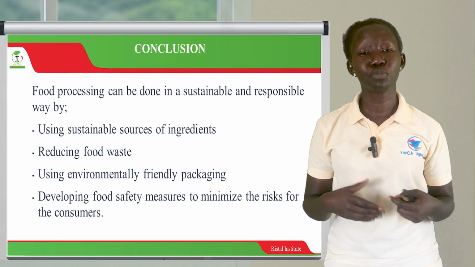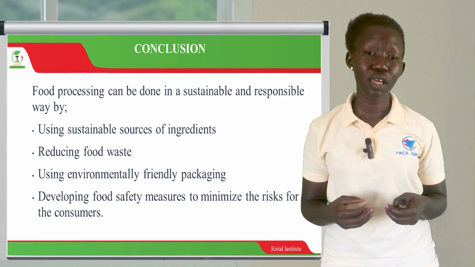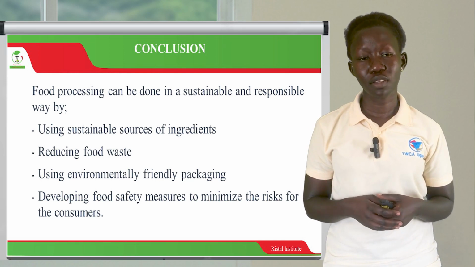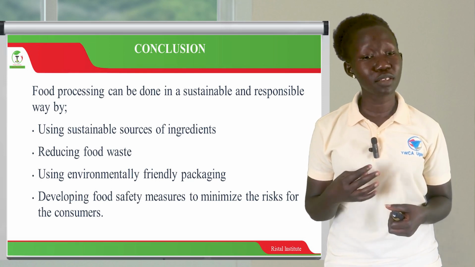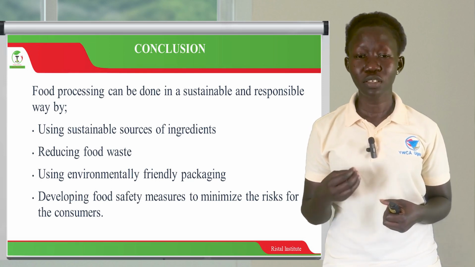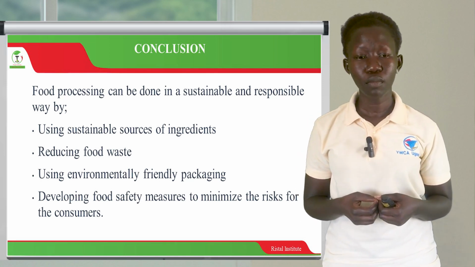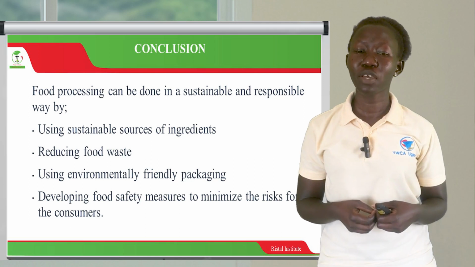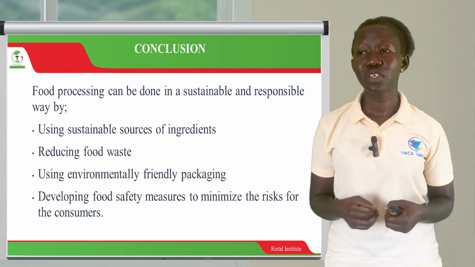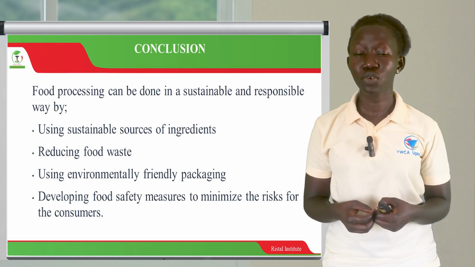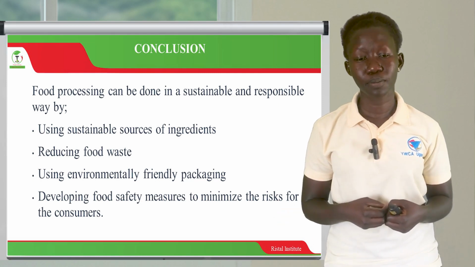But as you process your food, you have to make sure you do it in a sustainable and responsible way through the ways that we have listed here. You have to make sure that you minimize the food wastage. You have to use sustainable sources of ingredients that you can always acquire. And the packaging should also be environmentally friendly because some packages cannot be destroyed, and this causes a lot of pollution to our land.